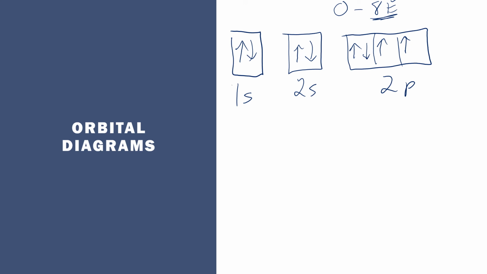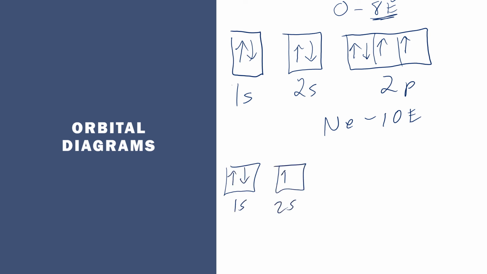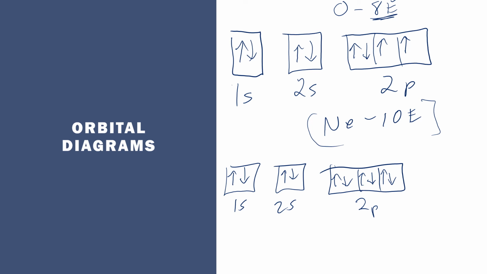Let's do another one. Let's do neon. Neon has 10 electrons. So again, you start with 1s. You do up, down. Then comes 2s, up, down. 2p has 3 boxes because it's p. And so then 10 electrons total. We already have 4, 5, 6, 7, 8, 9, 10. Do you notice how that's completely all filled up? Everything is good and stable. That's part of why neon is one of those noble gases. Full stable orbitals.